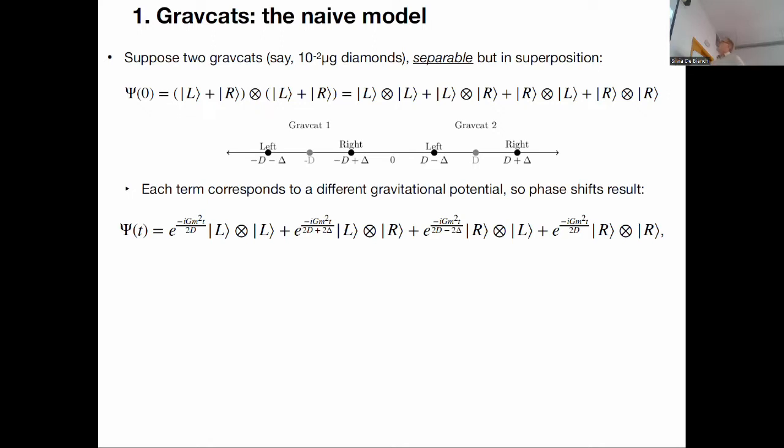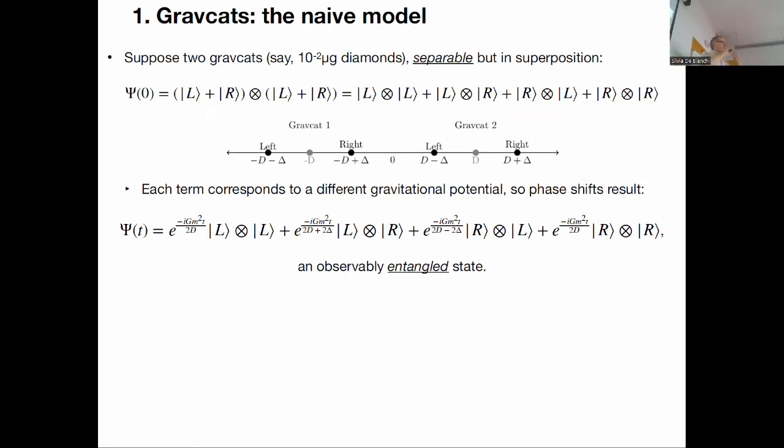But obviously, as time goes on, these are not equal. And so we end up with a non-separable state. You can't factor this out anymore. The thing is entangled. It's observably entangled. Of course, that's one of the things that's going to have to be resolved experimentally.